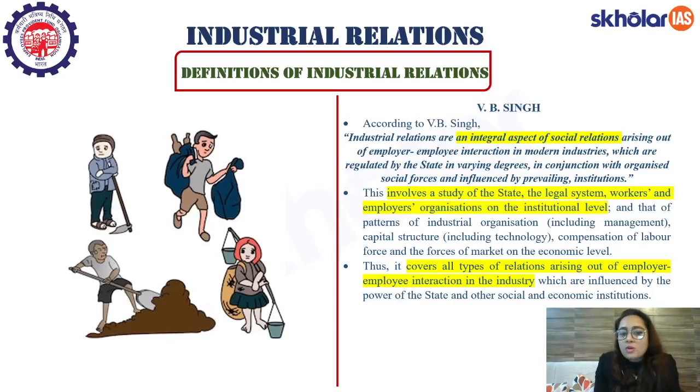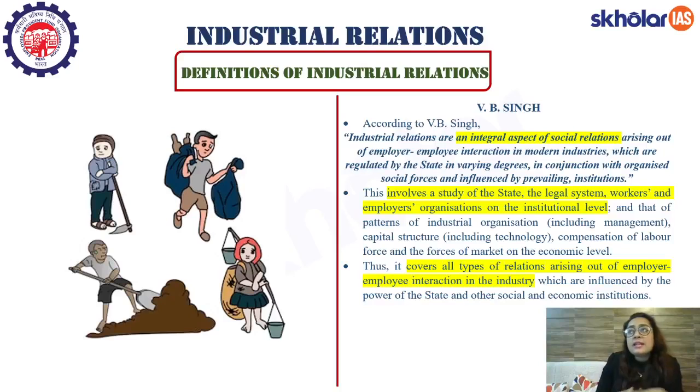So what all does it involve? This involves a study of the state, the legal system, workers and employees organization on the institutional level. So the study of the state should be there for the legal system, their involvement in organization at the institutional level, and that of the pattern of industrial organization, including management, capital structure, including technology, compensation of labor force and force of market on the economic level.